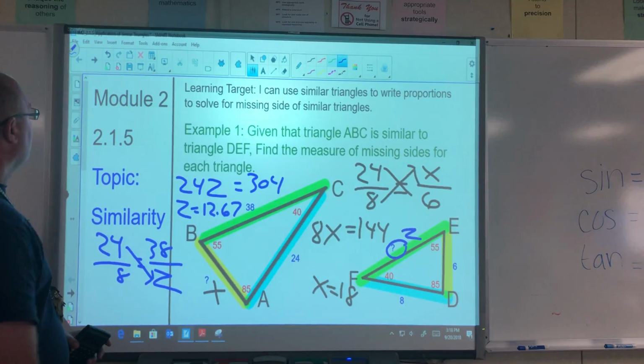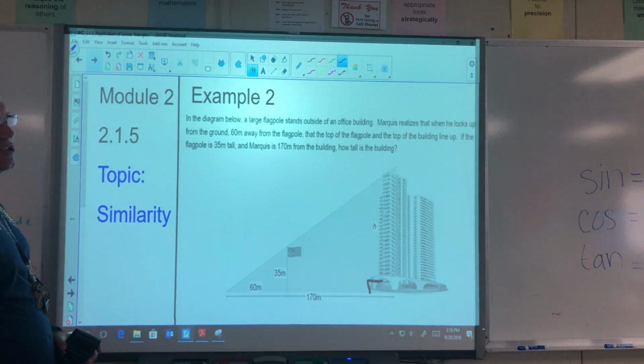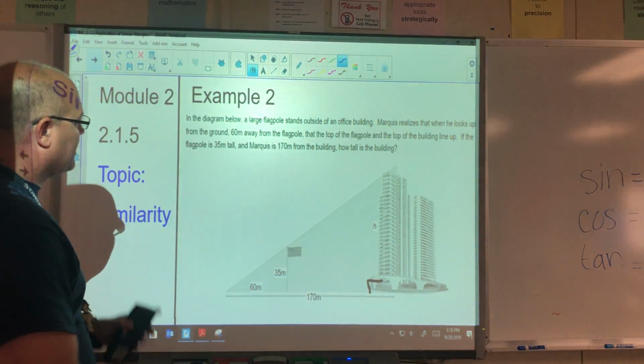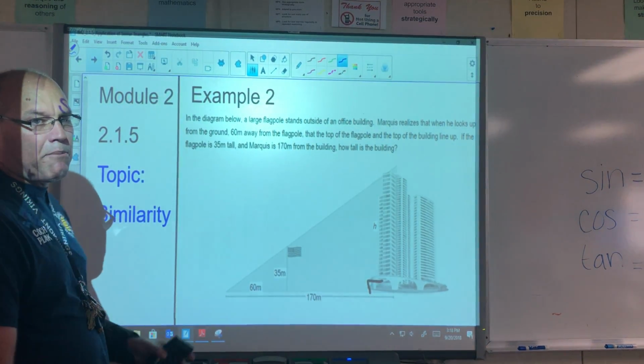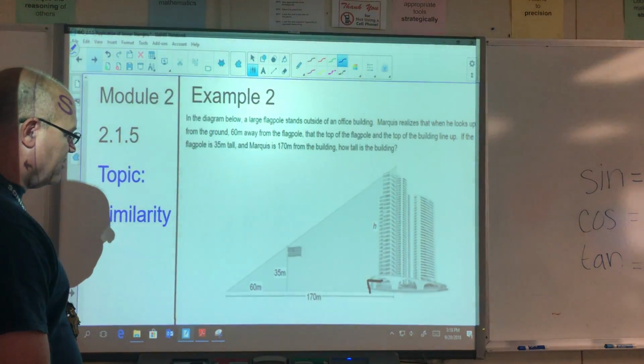All right. Now, we also use this a lot of times for application problems, a lot of times word problems. Sometimes they give you a picture or a diagram. Sometimes they expect you to come up with your own picture or diagram. So it depends on the situation.